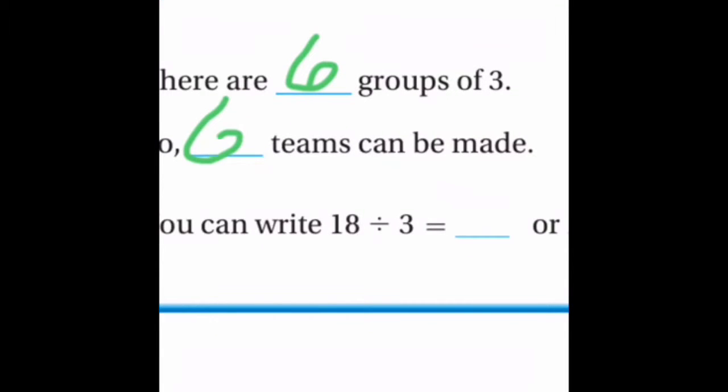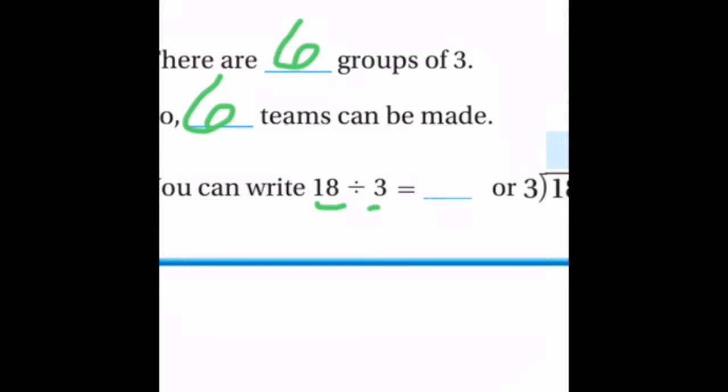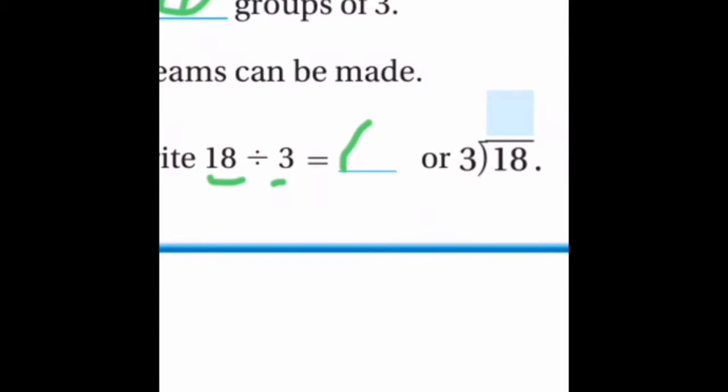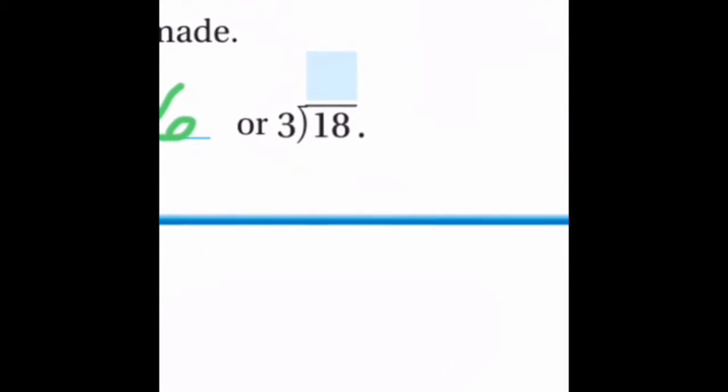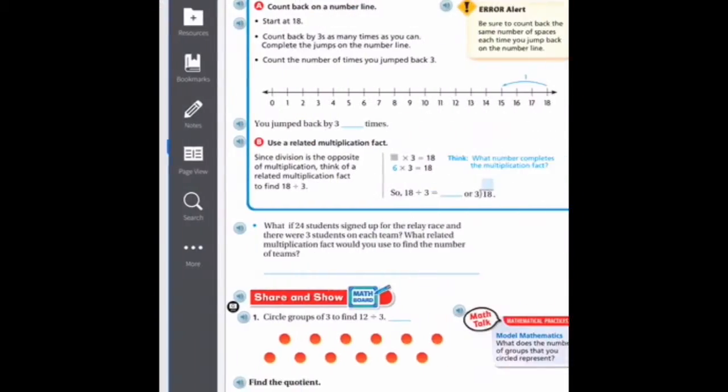That means 6 teams can be made, and we took 18, divided it into groups of 3. We ended up with 6 groups. 18 divided by 3 is 6, or 18 divided by 3 equals 6. Okay. Let's look at the next page.